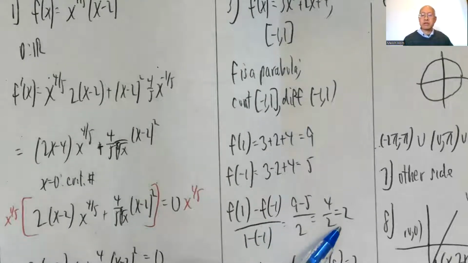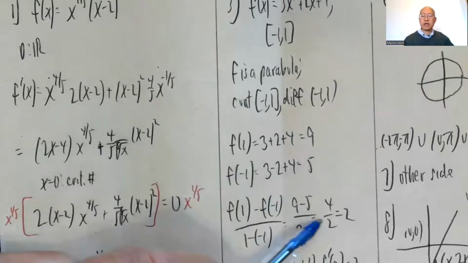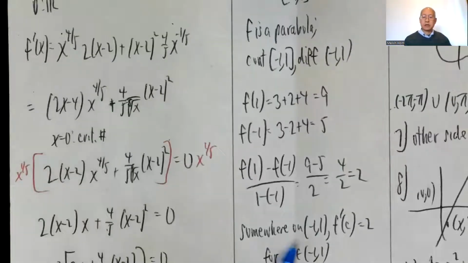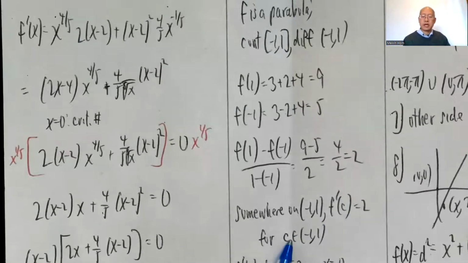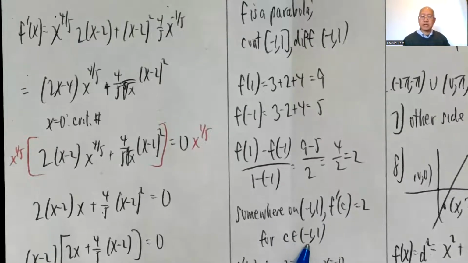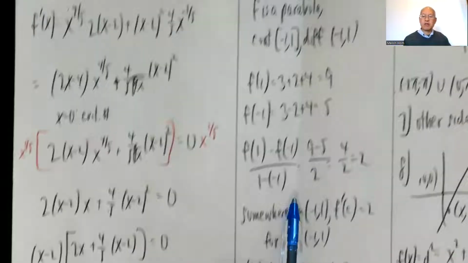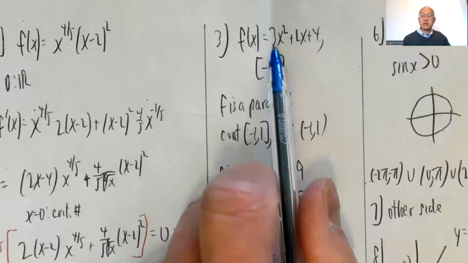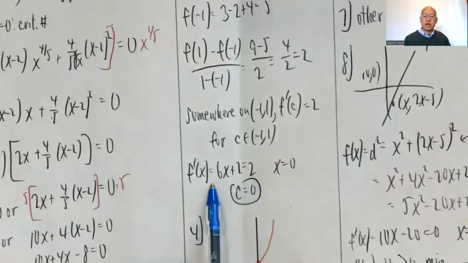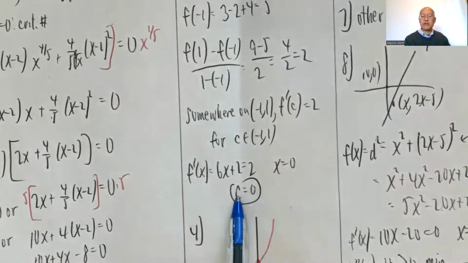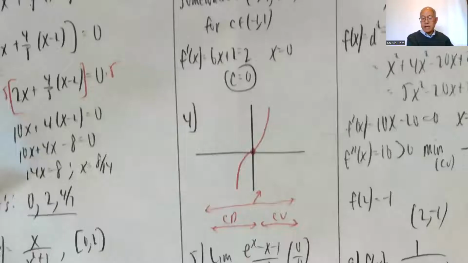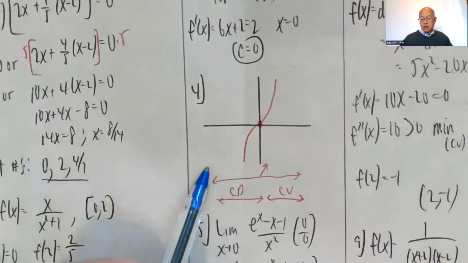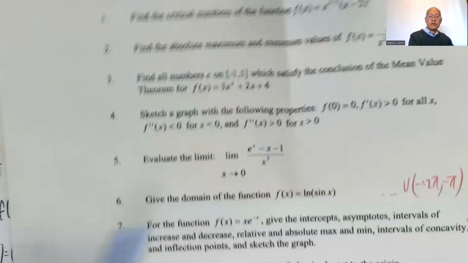So the mean value theorem says somewhere between -1 and 1, the slope is 2. So somewhere on -1, 1, f prime of c is 2 for some c as an element of parentheses -1, 1. And that's easy to do. Take the derivative, 6x plus 2, set it equal to 2. That's easy, so c is 0. So the c value is 0, and that is between -1 and 1.